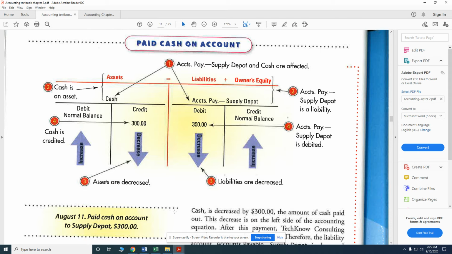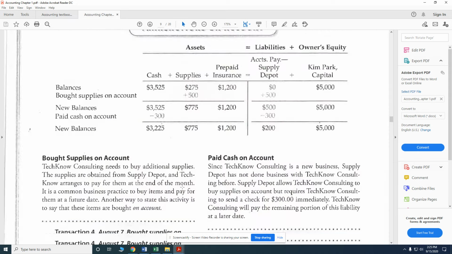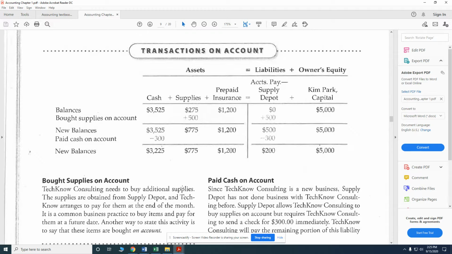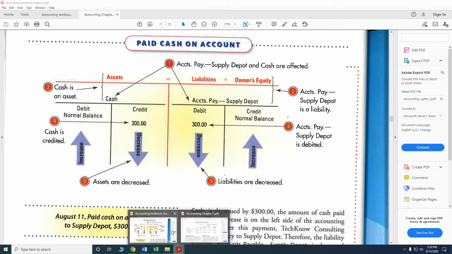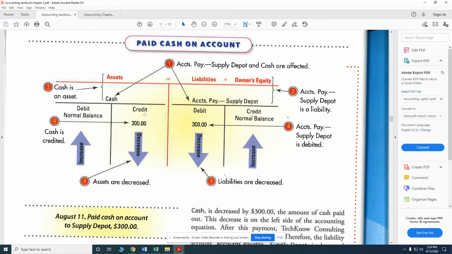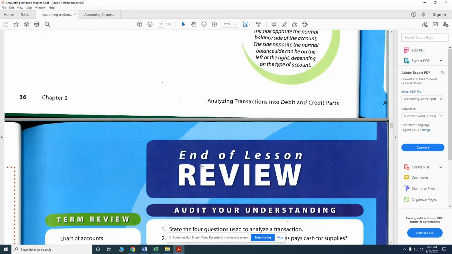Paid cash on account. Again, if we go back to chapter 1, here's paid cash on account. Up here, minus 300 to cash, minus 300 to liability. Again, we are in balance, but now we're using debits and credits. So we have credit 300 to cash, debit 300 to liabilities, and minus to cash and minus to liabilities. And again, we analyze the transaction using the 4 questions.